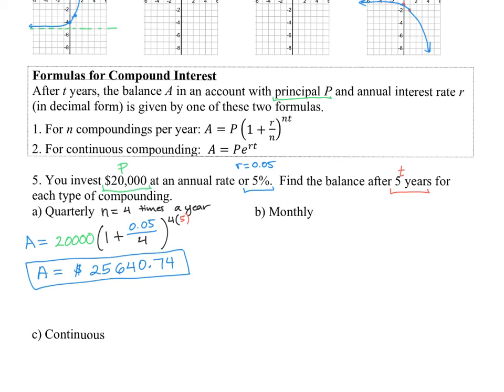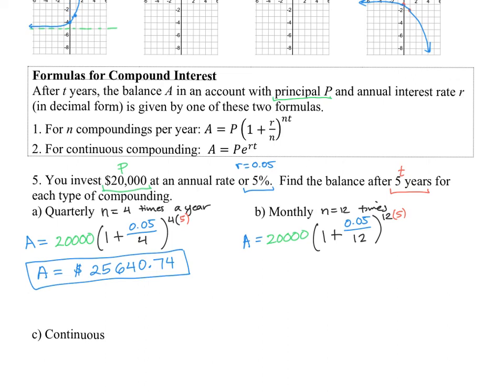We're going to do the same calculation, but this time monthly. There are 12 months in a year, which means 12 times they're going to compound your interest. Same formula though. A equals, my principal is 20,000 because that's my initial investment, times 1 plus, my interest rate is still 0.05. We're just seeing what changes if we compound more frequently. Now it's over 12 because I'm going to compound 12 times, and then 12 times 5 because we're doing this for 5 years, so really to the 60th power.